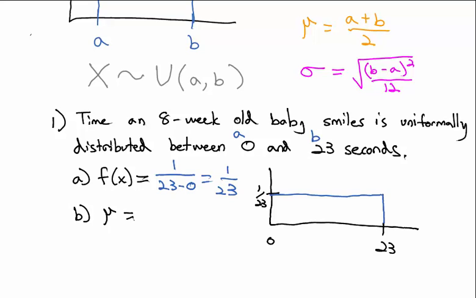So what is the average length of time an 8-week-old baby is going to smile? Well, the average, we said, was a plus b divided by 2. So 0 plus 23 divided by 2, the average is 11.5. Average baby at 8 weeks will smile for 11.5 seconds.